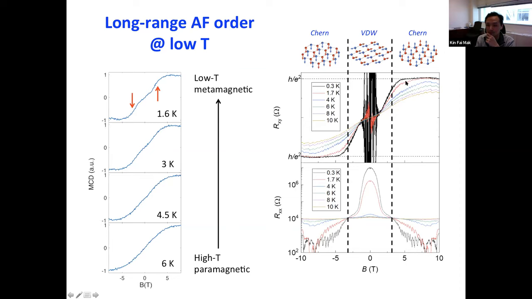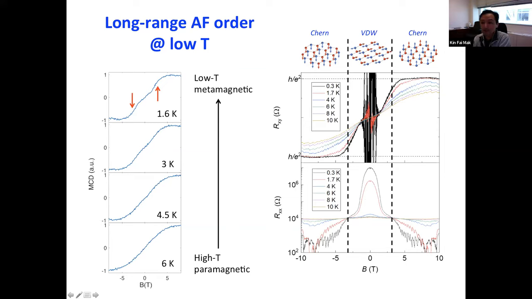And in the RXX channel, you can see that in this magnetic field induced topological phase transition, there's a quantum critical point at around 10 kilo ohm. At this characteristic magnetic field, the resistivity is almost independent of temperature and it's locked to about 10 kilo ohm.